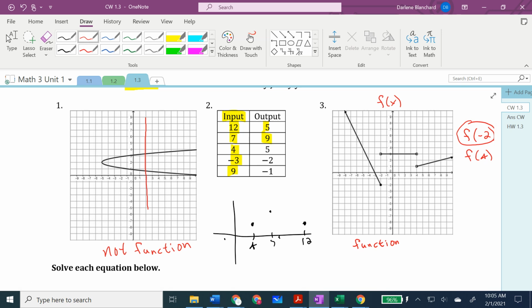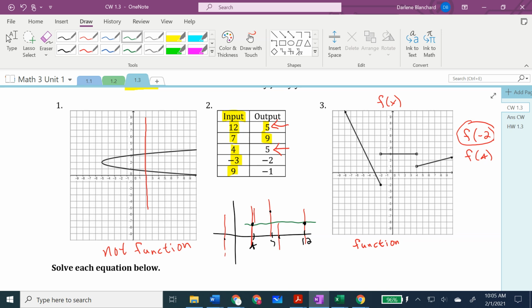The idea of being a function is vertical lines only go through one point. And this happens, that any vertical line goes through only one point. Having these 5s right here is having a horizontal line go through more than one of them. But that's a different test. That's to determine if the inverse of that relation is a function.